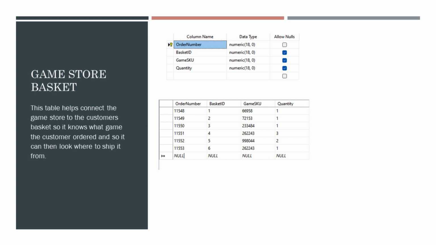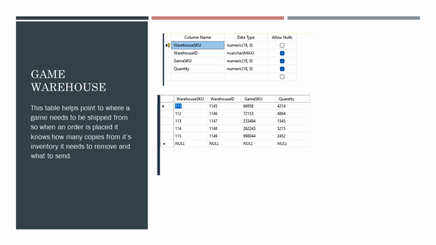Moving forward, we are on the game store basket table. This table helps connect the customer's basket and the game store to identify what the order number is, what basket it's associated with, what game they're ordering, and how many of that game they are ordering. And these all help determine where it's going, who is it going to, and what they are ordering.